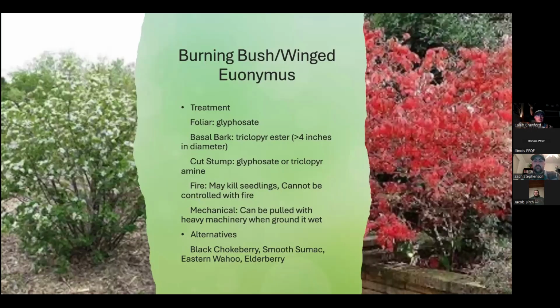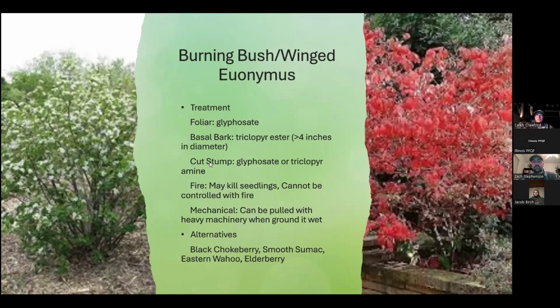For burning bush treatments, you can use glyphosate for a foliar treatment, or triclopyr ester for a basal treatment on stems up to 4 inches in diameter. It is a cluster, so it's harder to get down in there and get all of those. So if you are using a basal treatment, just make sure that you're getting as much as you can to try to eliminate it. You probably will have follow-up treatments of those.